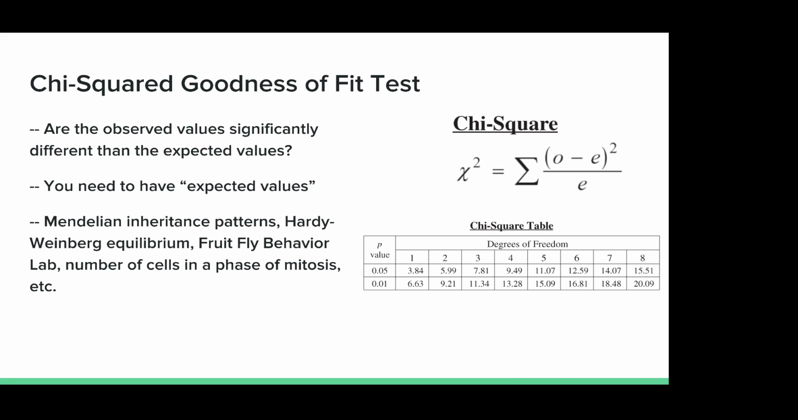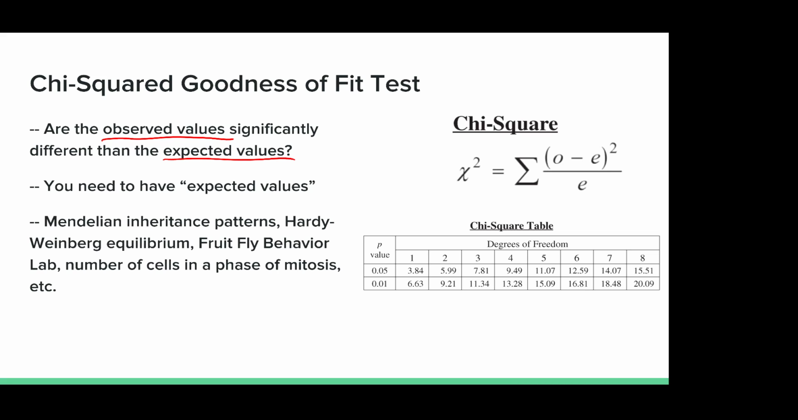So there are many chi-squared statistical tests. The goodness of fit test is only one of them, but it is the one that we are focused upon. The chi-squared goodness of fit test attempts to answer the question: are the observed values significantly different than the expected values? If you're trying to answer that, you need to know the expected values.